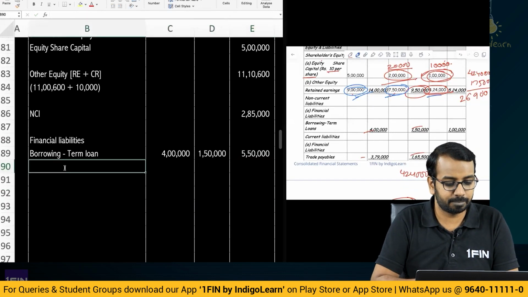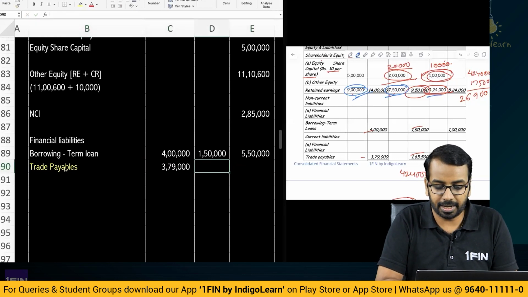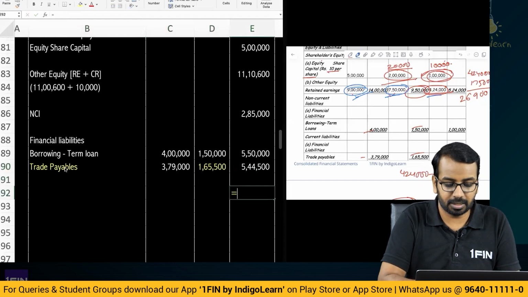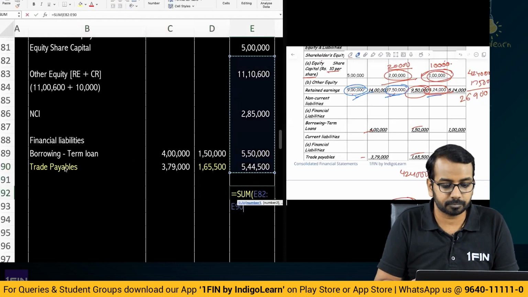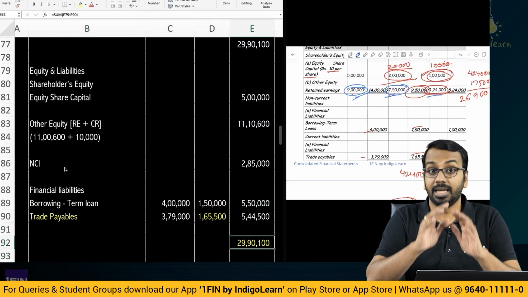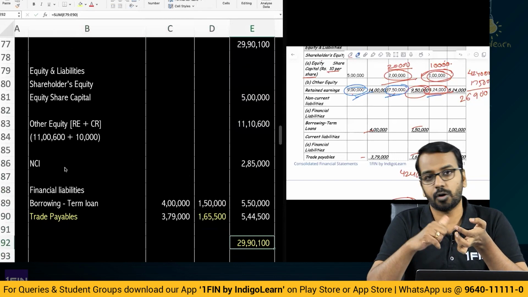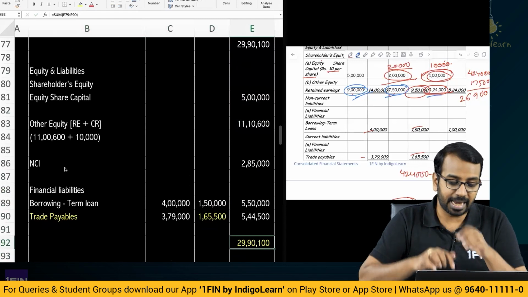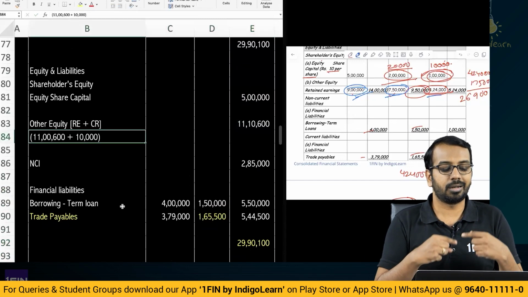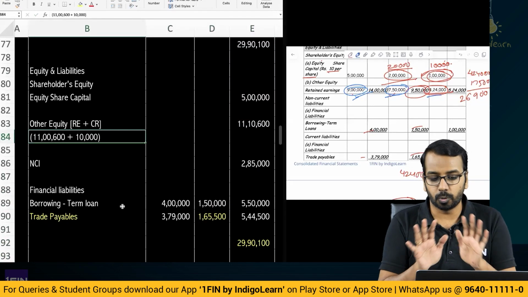Then we have trade payables: 379 and 165,500. The total comes to 544,500. And if you do the total, that is 29,90,100. Okay. Things where we could have made mistakes: trade payable adjustment, then unrealized profit or loss of the associate. Those are the only two critical areas, and the capital reserve which comes out of acquisition of the associate, that we have to add under other equity. If this is taken care of, this question is simple and straightforward. No need to worry at all.